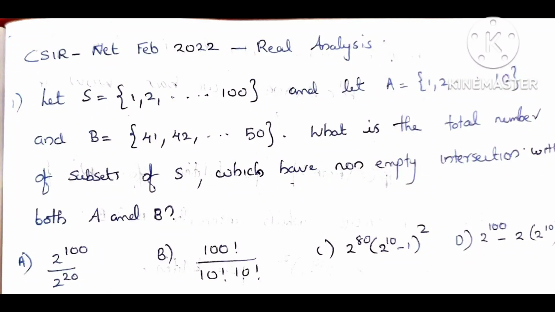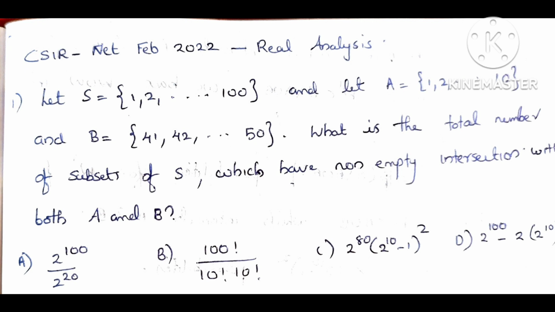Hi everyone, in this video I am solving two questions in joint CSIR UGC NET held in February 2022 in the area of Reasoning, which is in part B. The first question is: let S be the set 1 to 100, and let A be the set 1, 2, 3, etc. to 10 and B be the set 41, 42, etc. to 50. What is the total number of subsets of S which have non-empty intersection with both A and B?